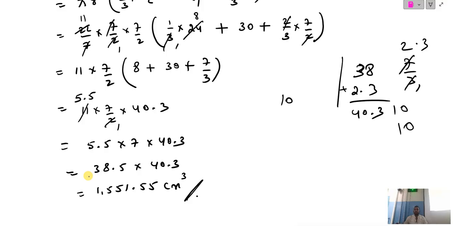See children, surface area and volume is one of the easiest topics, but you have to be very careful with the calculation part. How to find the square root, how to simplify, how to reduce, how to cancel. If you are perfect in these things, believe me, it is a wonderful chapter to get very high quality marks. Clear? I hope you have understood. Question number 2. Okay, now we'll continue with question number 3.